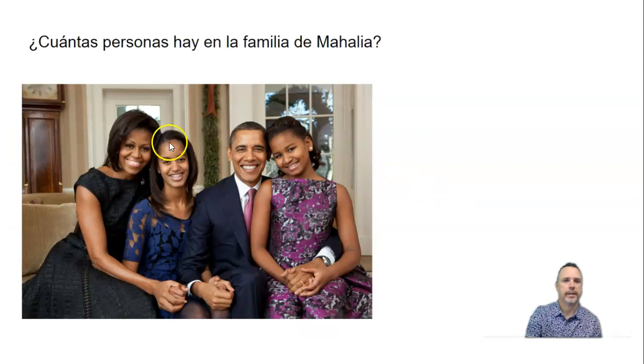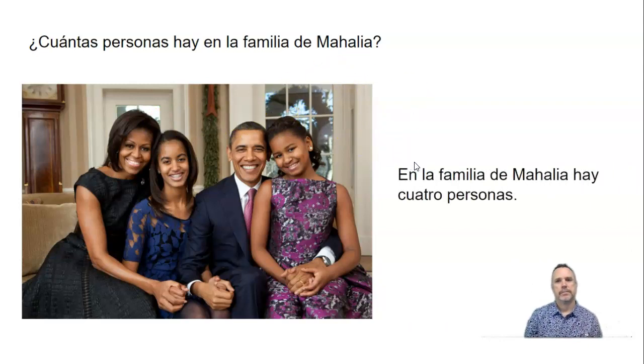Okay, so this young lady here, that's Mahalia. That's Sasha. ¿Cuántas personas hay en la familia de Mahalia? Uno, dos, tres, cuatro. En la familia de Mahalia hay 4 personas. Again, we can change the order of those sentences, so change the order of the clauses in the sentence without changing its meaning.